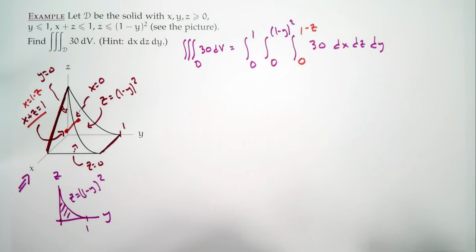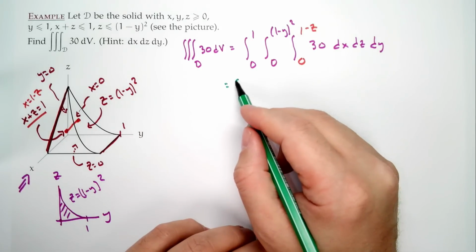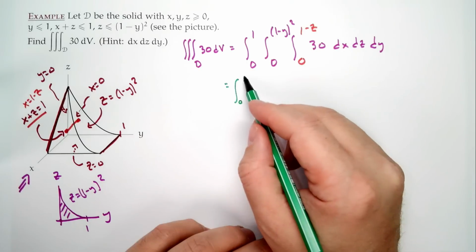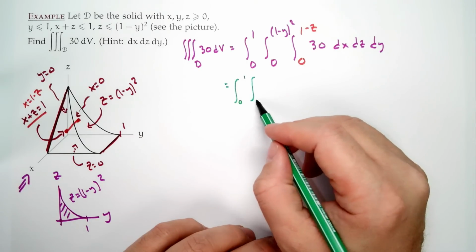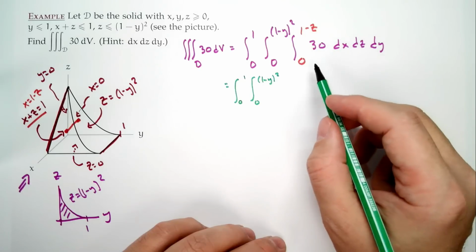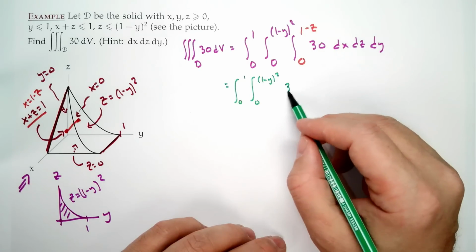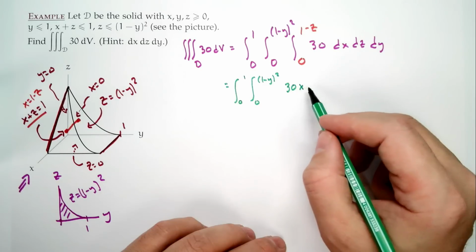We got to go ahead and finish the problem. So, let's just work it out. We got to get practice on doing these integrals. 0 to 1, 0 to 1 minus y squared. And now we're integrating 30, with respect to x. That's not so bad. That's 30x.